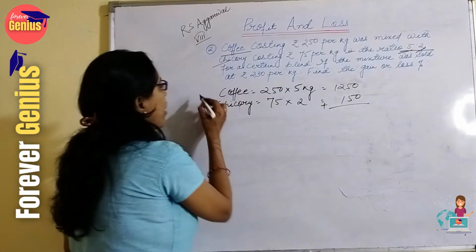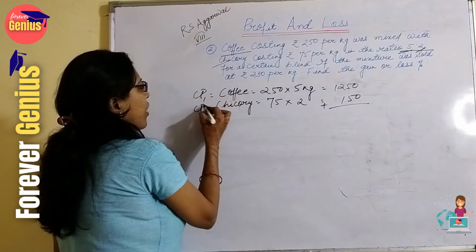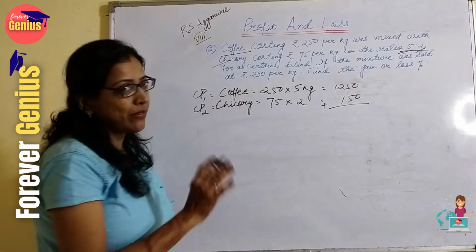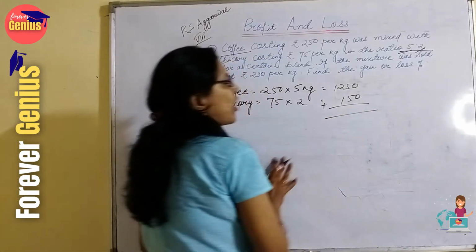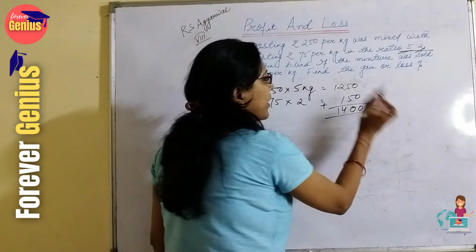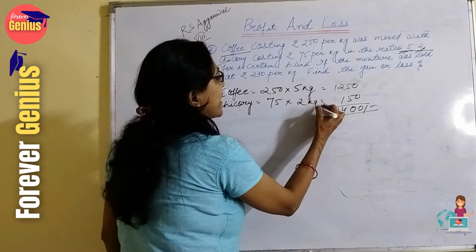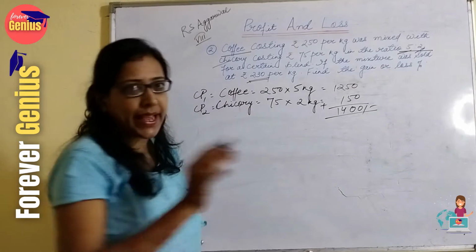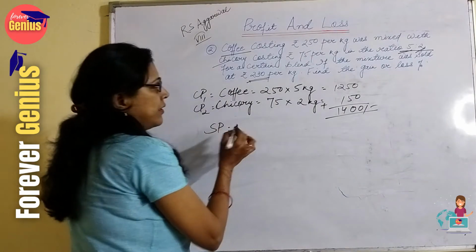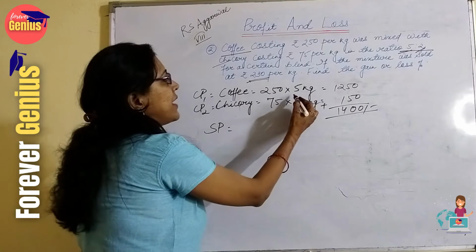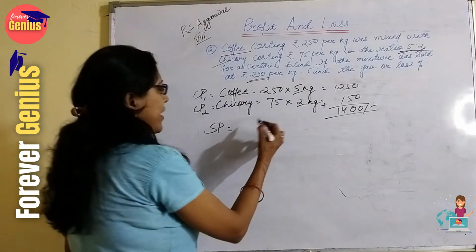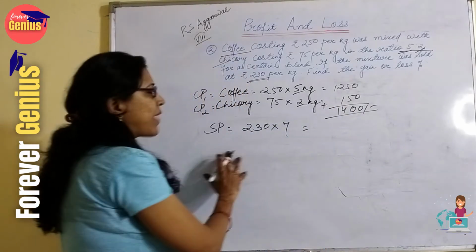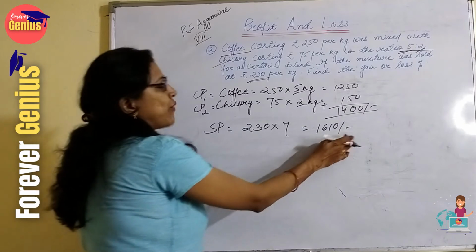So the total cost price, let it be cost price 1 and 2 I am writing for our convenience so that we won't get confused. So the total cost price comes to 1400. Now what more thing we can see is we are mixing it at a cost of 230 per kg. So selling price is what? What is the total quantity involved here? It is 5 plus 2 is 7. So 230 into 7 we are getting the selling price here as 1610.